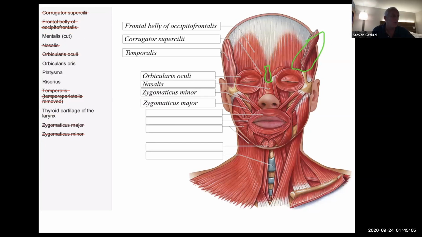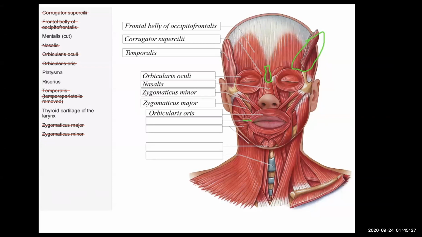Okay, the circular muscle around the mouth. Orbicularis oris. Okay, and what's the next one pointing to? One on the side. I don't think we talked about that one yet. It's pointing to this muscle. Risorius. Yeah, it's one we haven't really talked about. Controls the angle right there. That's the risorius muscle.